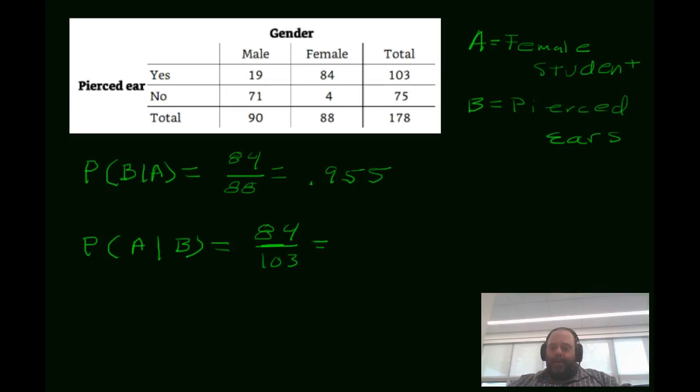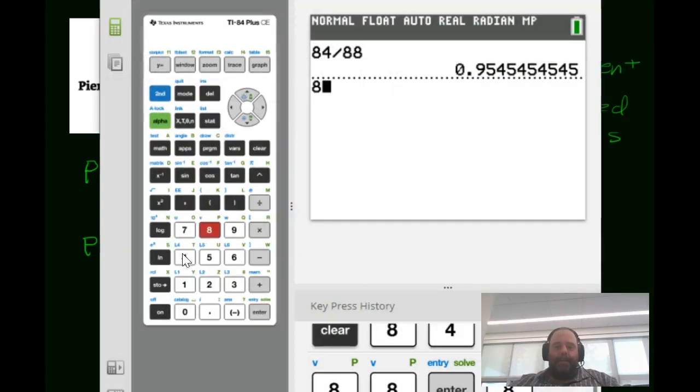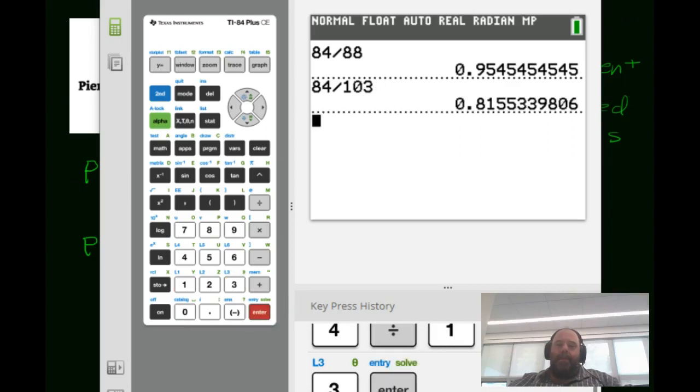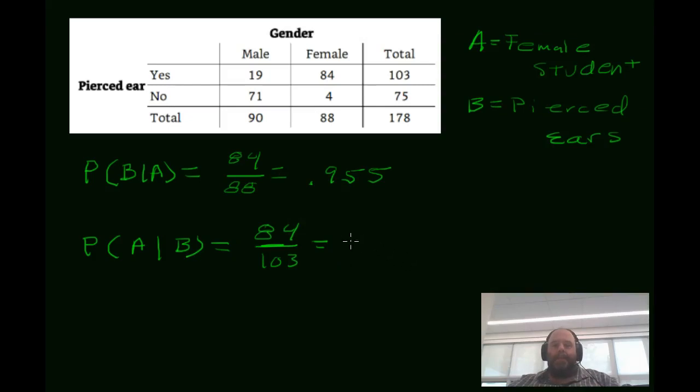So let's figure out what that probability is. Let's take 84 and divide that by now 103 students who have pierced ears. And that's going to give me 81.6, basically. So 0.816, which is 81.6% of the time. So there my probability dropped. It's not the same. If I'm given a female student, the probability that I find someone that has pierced ears is around 95.5%. If I'm given someone who has pierced ears, the probability of me finding someone who is a female student is going to be around 81.6%.